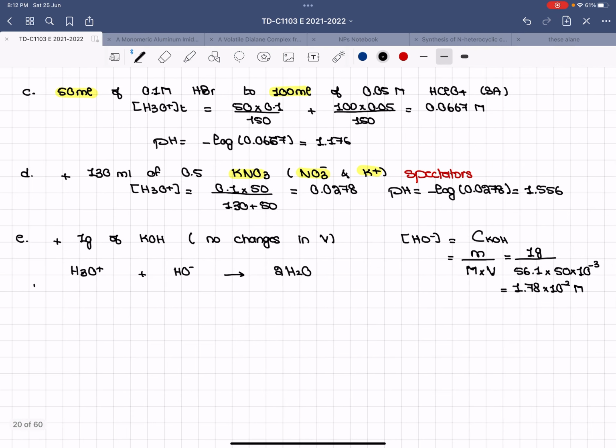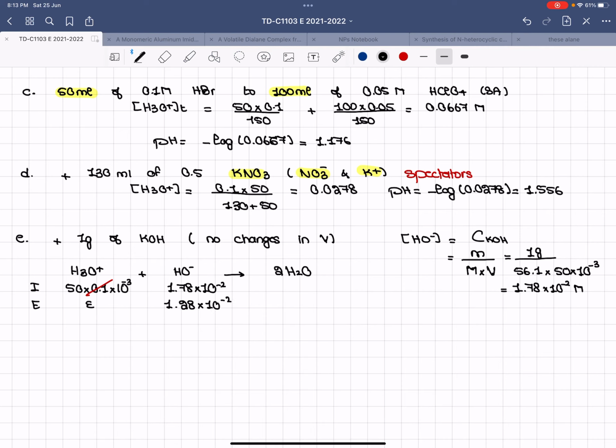Go back. Initially, this was 50 times 0.1, converted to liters this time, for the moles. And it is 1.78 times 10 to the power negative 2. Obviously, this is the limiting reagent. So at the end, this will be a value of epsilon, and the remaining will be 1.28 times 10 to the negative 2.